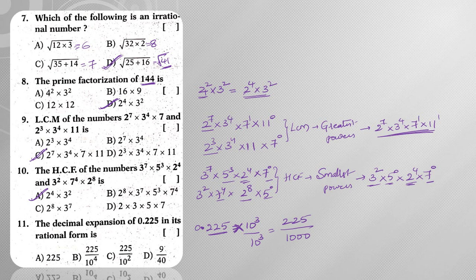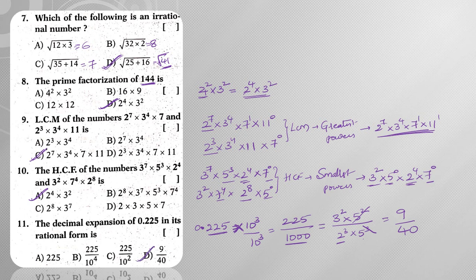But among the options, we don't have that option, right? So it is given in a simplified form, so that is what we need to observe here. 225 is nothing but 15 square. So 15 means 5 threes. So 3 square into 5 square. Again this 1000 I can write as 2 cube into 5 cube. So the 5 square in 5 cube cancels. Now finally what I am left with is 9 by, so 2 cube is 8, 8 fives are 40. Hence the answer is 9 by 40.